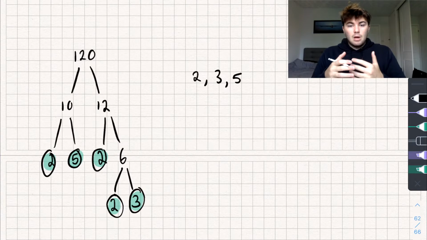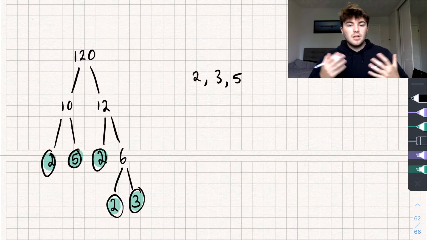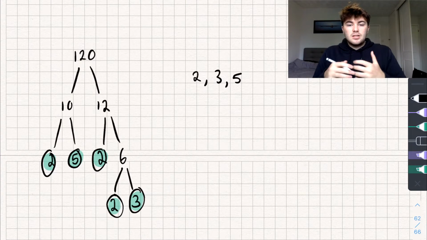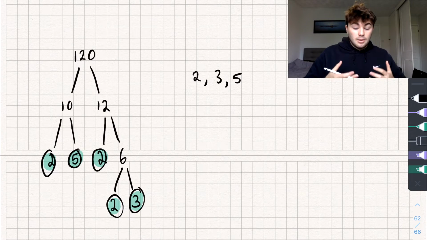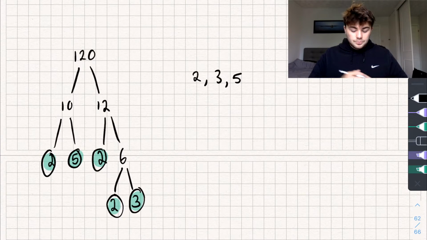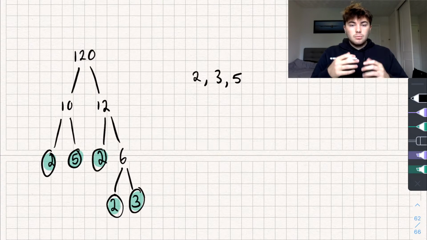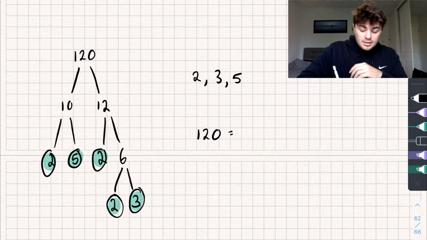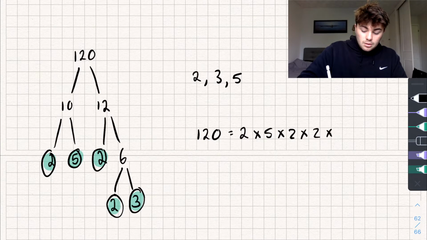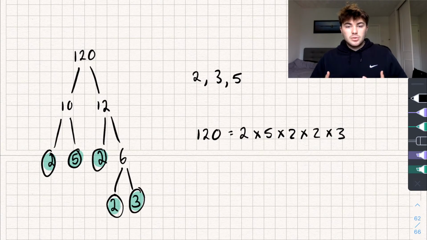But like I said, sometimes the question might say, express, say, 120 as a product of its prime factors. And all this means is, if we're finding the product, it means what numbers we can multiply together to make 120 that are prime. So we do the factor tree like this. The numbers that are circled, we just multiply all the numbers together. So we would say 120 is equal to 2 times 5 times 2 times 2 times 3. And that is 120 as a product of its prime factors.